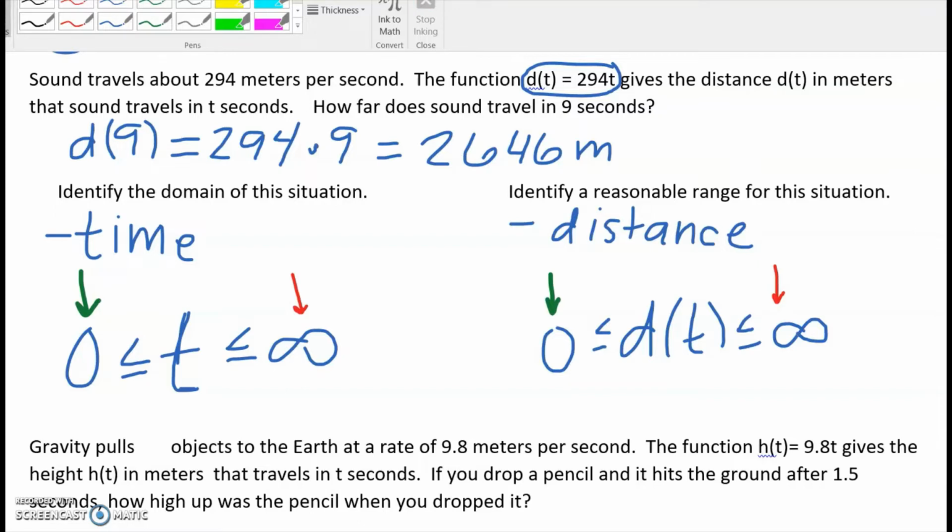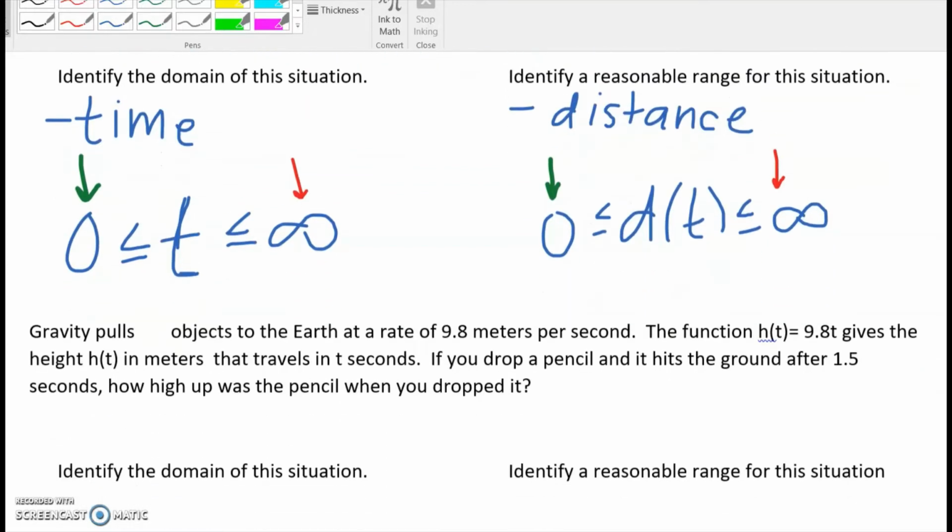In the problem that we did yesterday, it talked about the granola bars, but it told you that there were only 300 granola bars that they bought. So that gave you an ending point on your domain for that situation, which then gave you an ending point on your range. With this one, it doesn't tell you. It asks you how far it travels after 9 seconds, but that doesn't tell you that time stops after 9 seconds. That's just a question to go with the problem. It doesn't give you an ending point, so we use infinity.